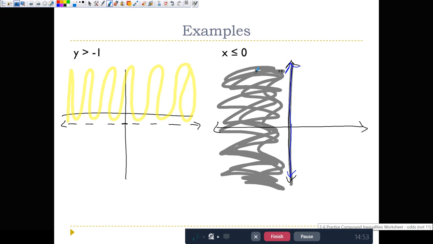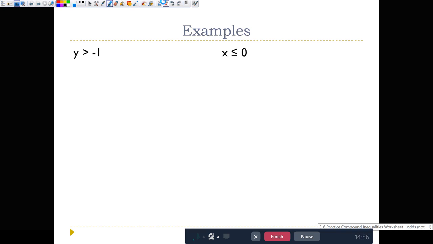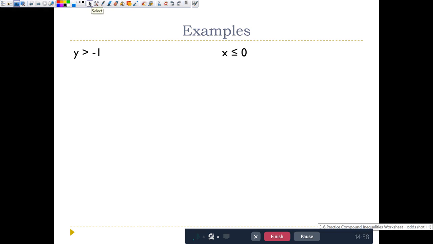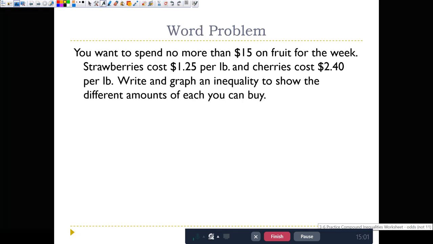One more problem. All right. So you want to spend no more than $15 on fruit this week. So that means I'm going to be spending less than or equal to $15. Strawberries cost $1.25, so that's going to be my X. And cherries cost $2.40, so that's going to be my Y. So write and graph an inequality that shows the different amounts of each you can buy.